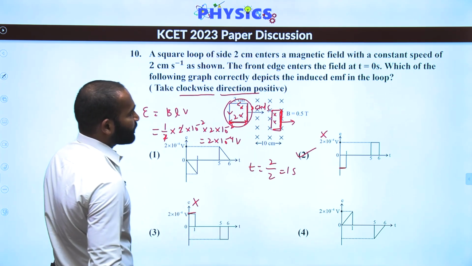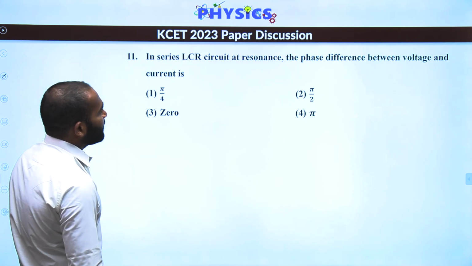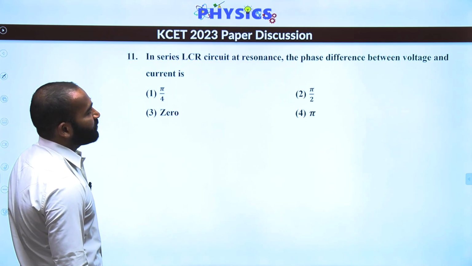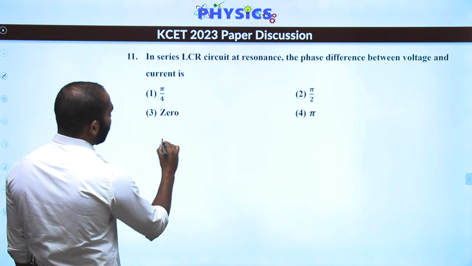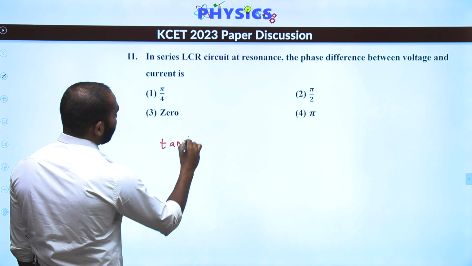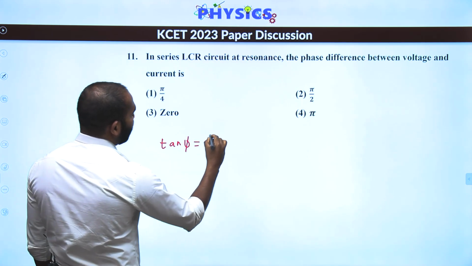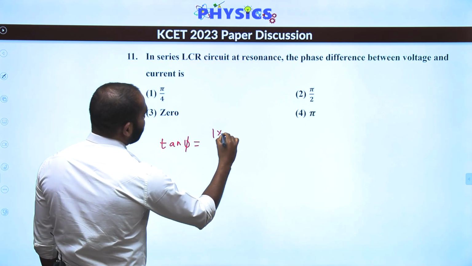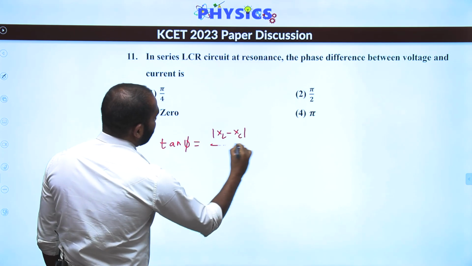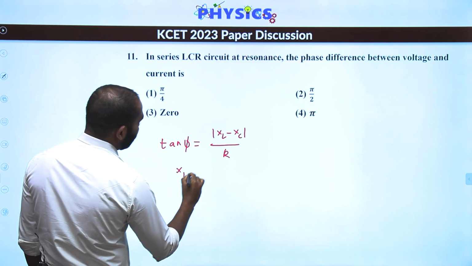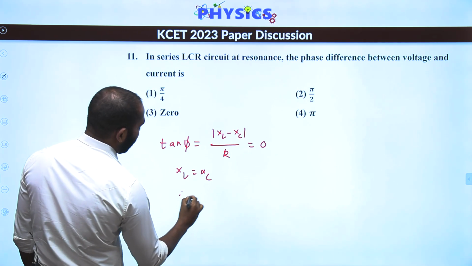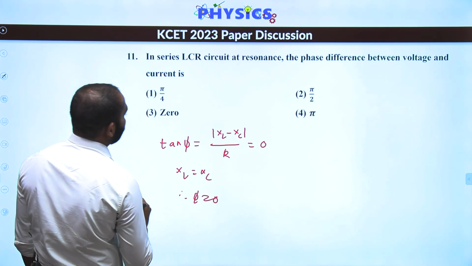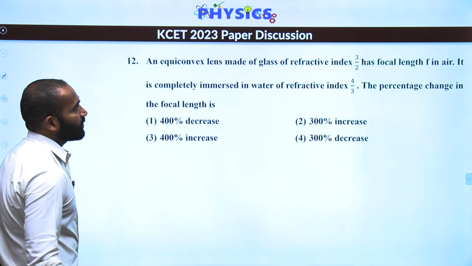So option 2. In series LCR circuit at resonance, the phase difference between voltage and current is. First of all, in LCR circuit, we should know that tan of the phase angle is equal to mod of XL minus XC upon R. And at resonance, XL is equal to XC. Therefore, tan phi should be equal to 0. Therefore, phi should be equal to 0. So answer should be 3.